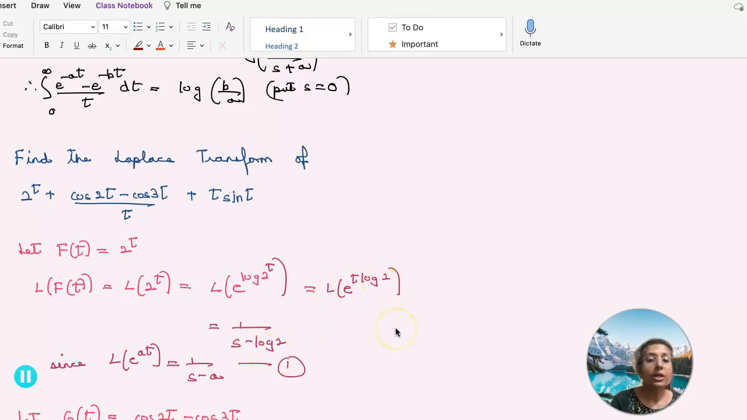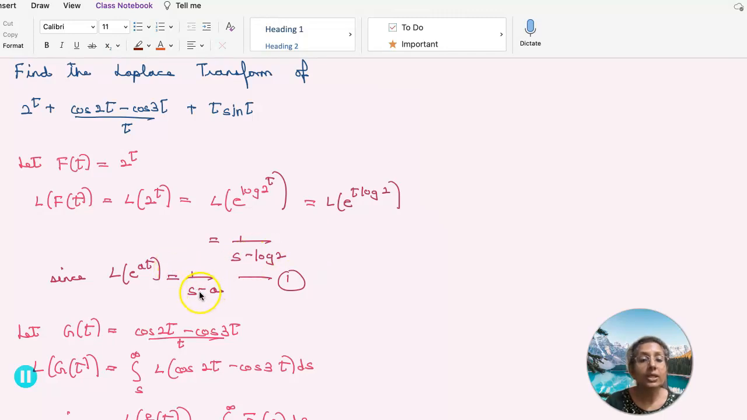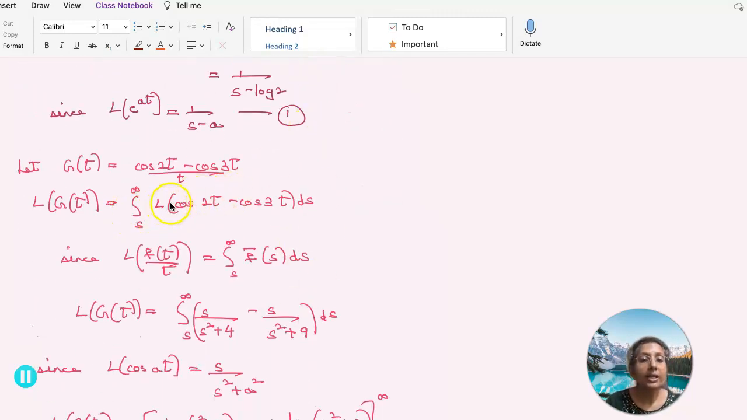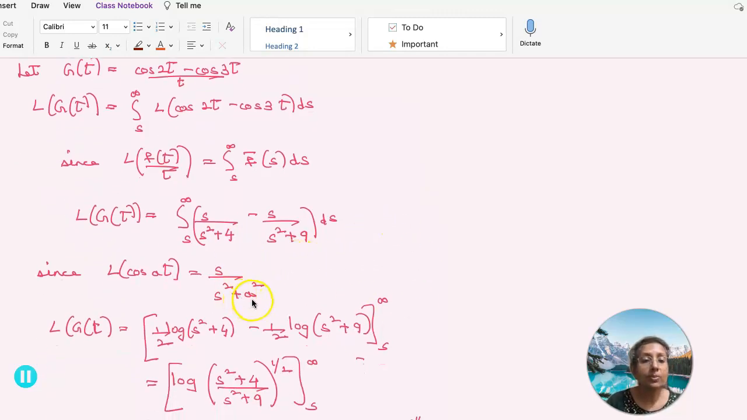Now we have the formula for the Laplace transform of e raised to at as 1 by s minus a. So what will be the Laplace transform of e raised to t log 2? Your a is log 2. It becomes 1 by s minus log 2. Coming to g(t), let g(t) be cos 2t minus cos 3t by t. So the Laplace transform of g(t) will be the integral from s to infinity of the numerator, that is L of cos 2t minus cos 3t, because the Laplace transform of cos at is s by s squared plus a squared.